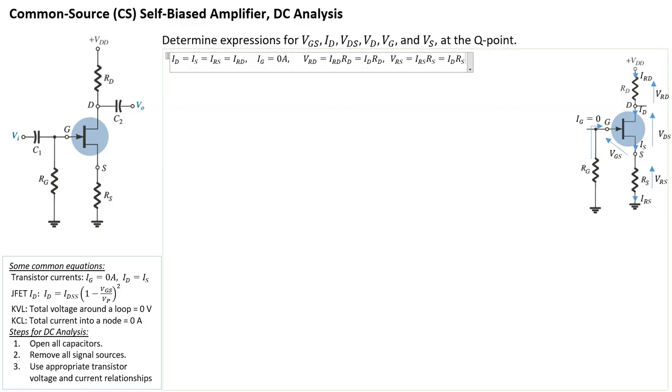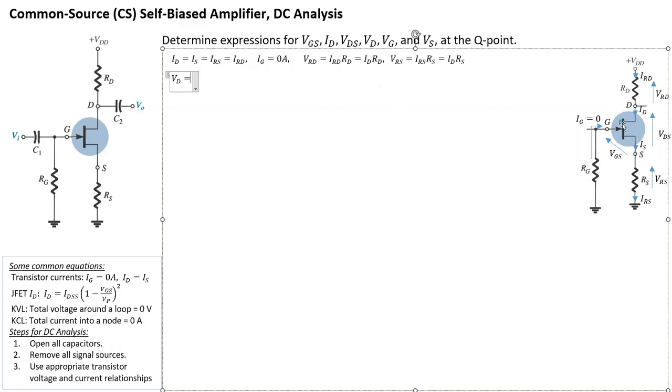Now let's have a look at the terminal voltages of the active device. Let's start with VD. What is VD? Well, VD is the drain voltage from the drain terminal all the way to ground. We can look at this using KVL. VDD is from all the way at the top to the bottom, so you can say that VD is equal to VDD minus VRD, right? So then you'll get an expression for VD. Or another way, you could say that VD is equal to VDS plus VRS. So that's also another way.